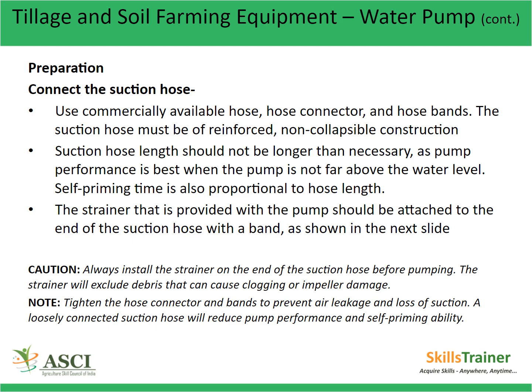The strainer that is provided with the pump should be attached to the end of the suction hose with a band as shown in the next slide. Caution: always install the strainer on the end of the suction hose before pumping. The strainer will exclude debris that can cause clogging or impeller damage. Note: tighten the hose connector and bands to prevent air leakage and loss of suction. A loosely connected suction hose will reduce pump performance and self-priming ability.